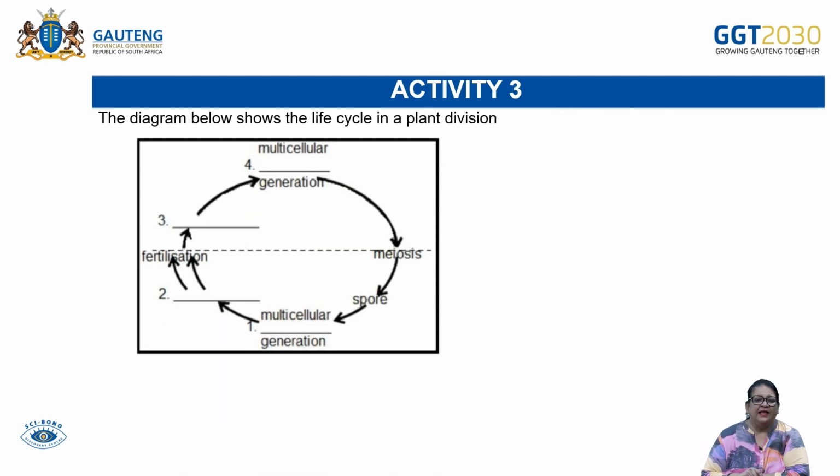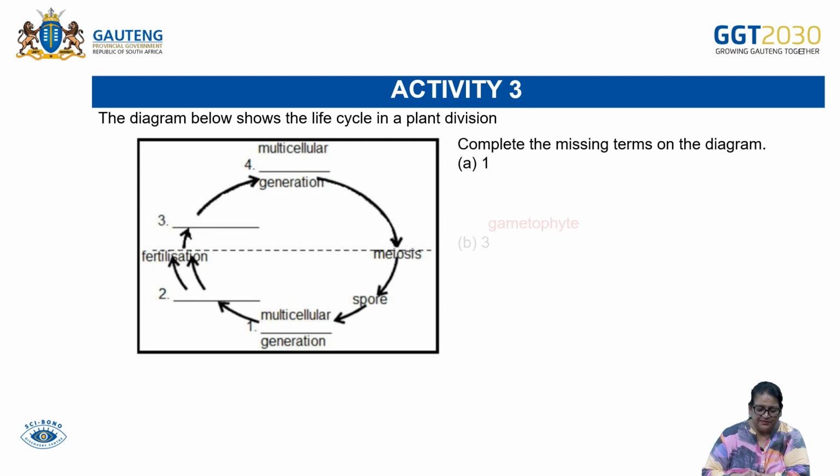Right. And the last question here, children, is a flow diagram. And this flow diagram shows the life cycle of any plant division. And let's see, complete the missing terms in the diagram. What will 1 be? 1 will actually be what? Multicellular gametophyte generation. So that's a gametophyte.